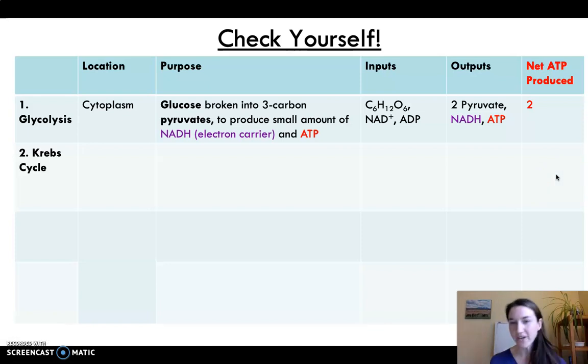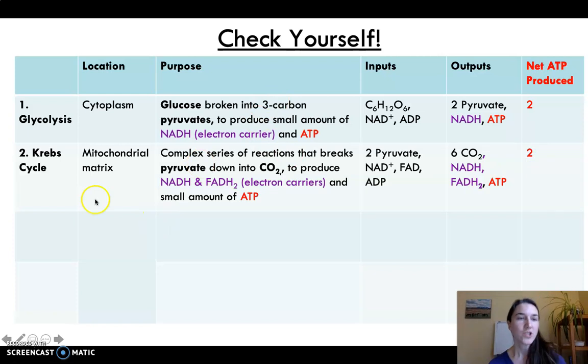Okay, let's check yourself. So hopefully you got this, right? Krebs cycle takes place in the mitochondrial matrix. The purpose is to basically break down pyruvate into CO2 in order to make our electron carriers, right? And a little bit of ATP. And here are our inputs and outputs.